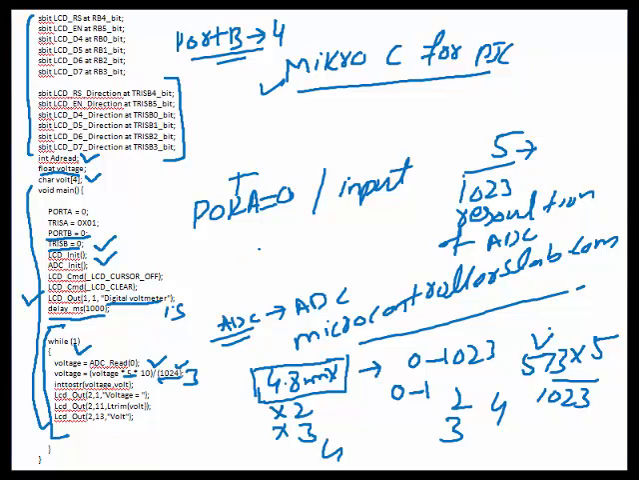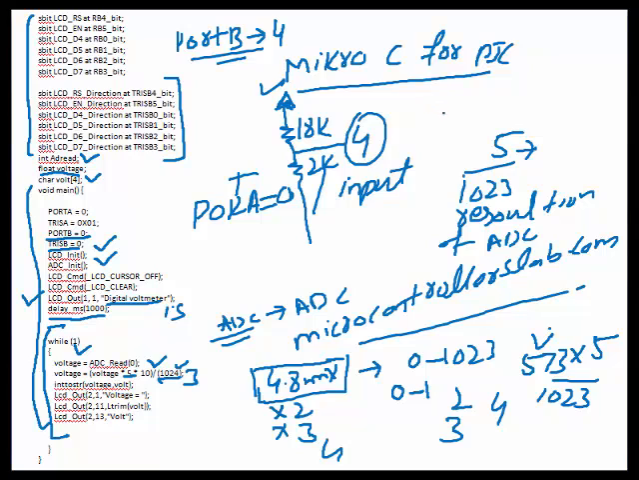Because we are using a voltage divider, and this value is 18k, this value is 2k. So basically in this case we are using the voltage divider in the opposite direction.